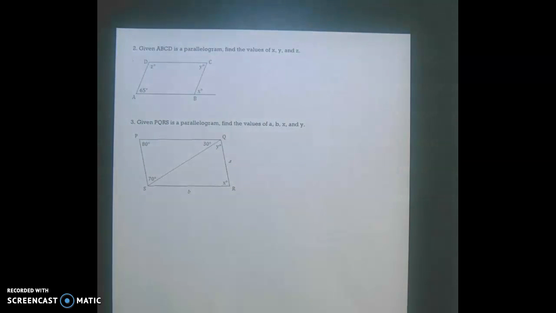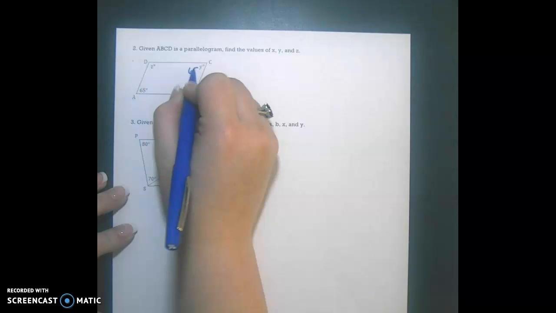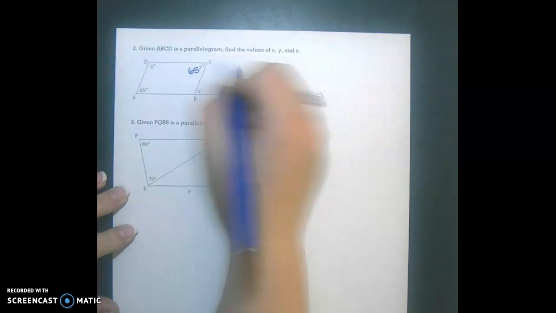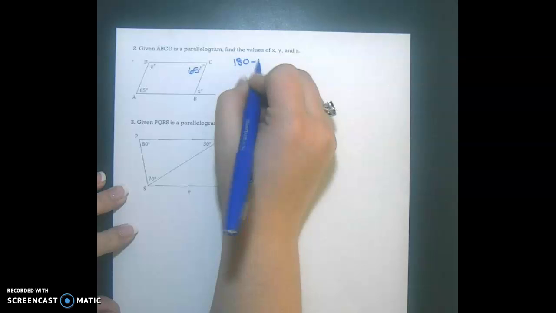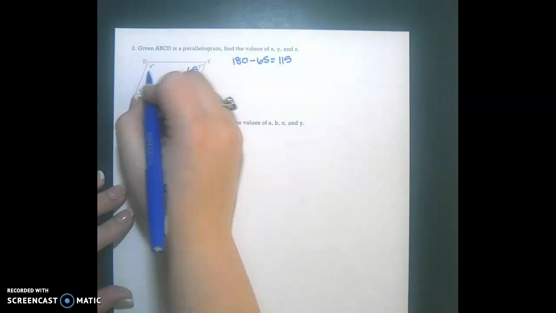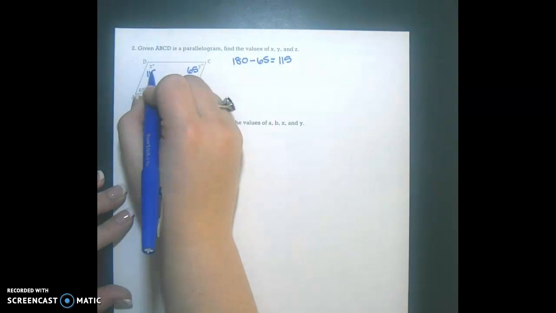So on number 2, we're told that ABCD is a parallelogram, and we want to find the values of X, Y, and Z. So remember our properties of parallelograms. These are all angles that I'm looking for. So my opposite angles are congruent, which means that Y is 65. And my consecutive angles are supplementary. So if 180 minus 65 is 115, that means that Z is 115.